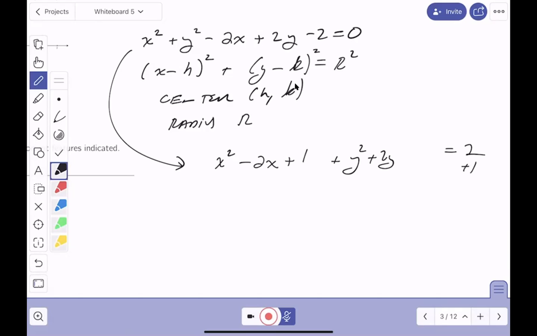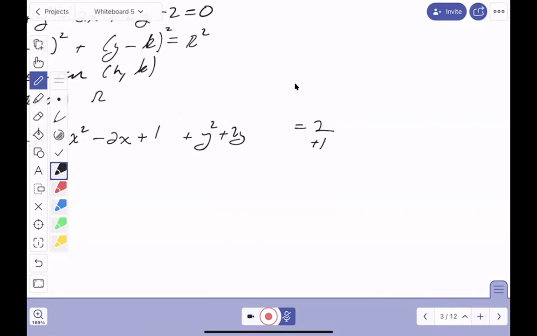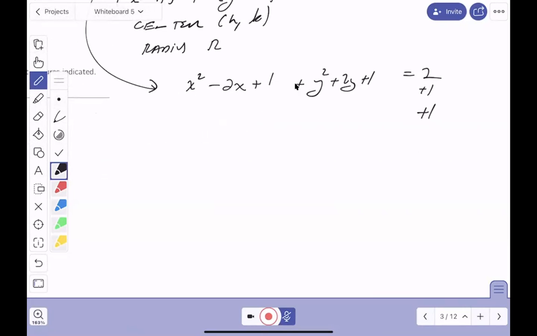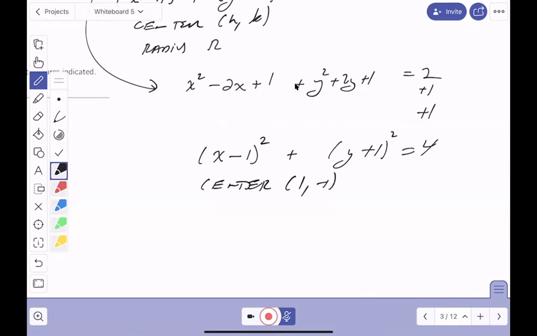Add 1 to both sides. Half of 2 is 1. Square it, you get 1. Add 1 to both sides. And what do you get? You get your standard form, which is (x minus 1) squared plus (y plus 1) squared equals 4. What's the center? (1, minus 1). We'll look at the picture later. And the radius is actually 2.